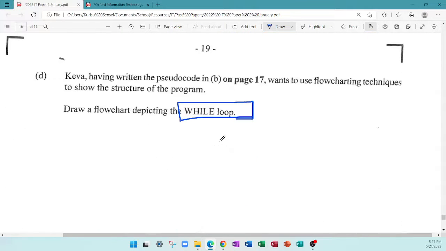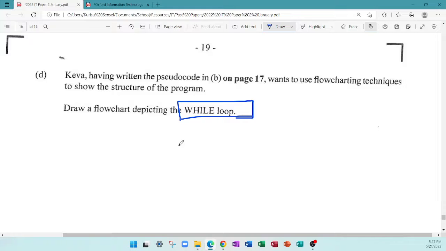So first we need to start off with a process. So anybody remember what's the symbol for process? I actually sent it in the group the other day. Nobody? Rectangle. So we start off with a rectangle and we put in while. Remember, we gotta put it inside of the box.